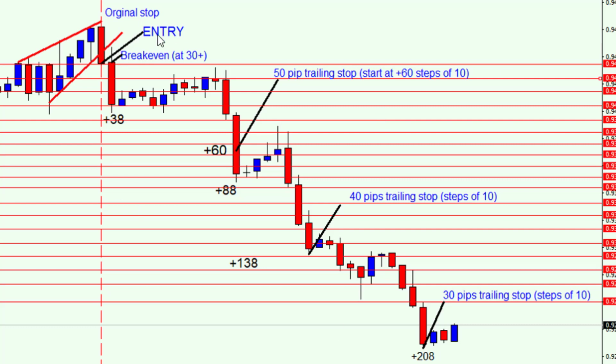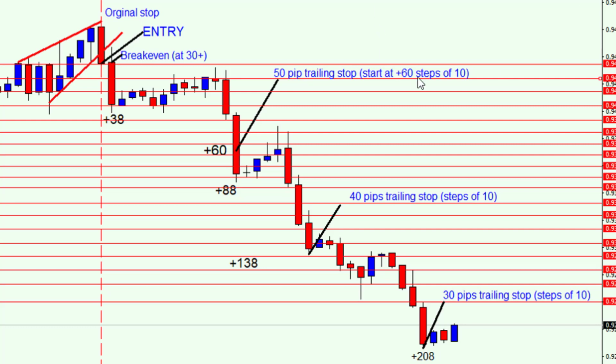So any time over there, you can enter a trailing stop. Now, let me explain how this particular trailing stop works. It is a 50 pip trailing stop. In other words, it will trail the price by 50 pips, but it will only activate when the transaction is plus 60.